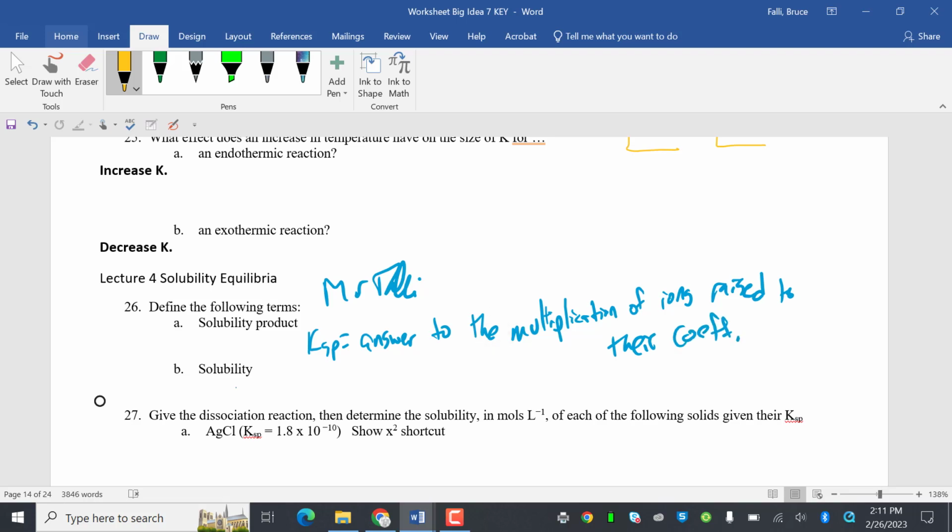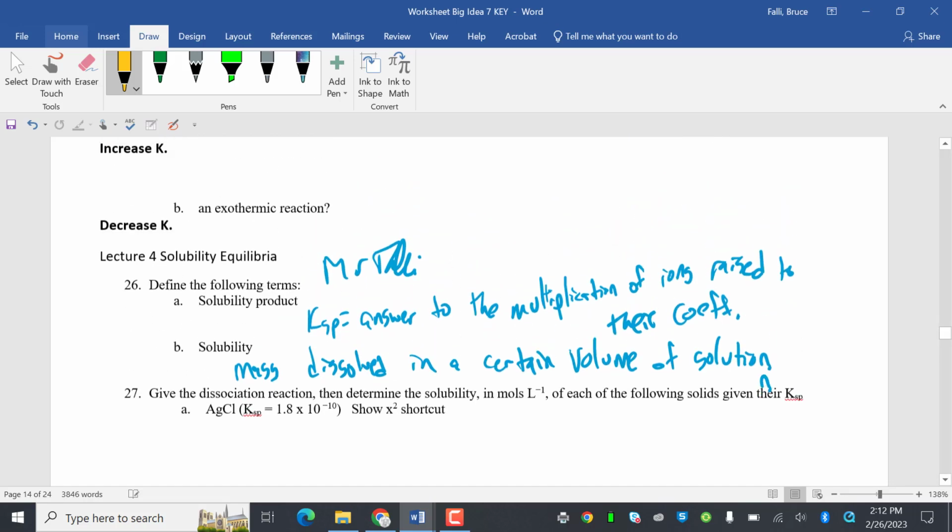Solubility is typically the mass dissolved in a certain volume of solution. Now that's going to be volume of solution, not volume of solvent. So just be aware of that.